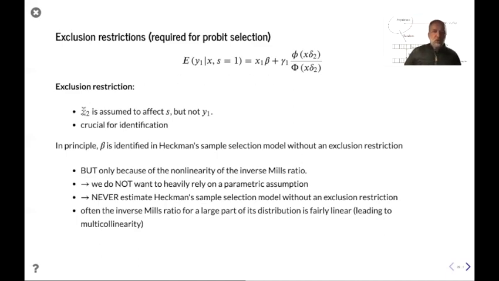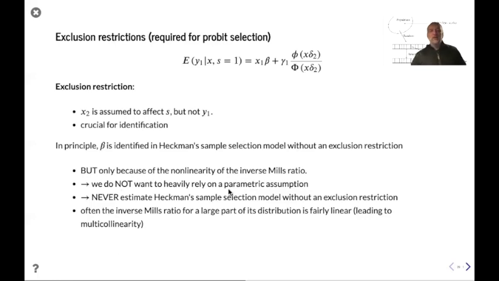Okay, so exclusion restrictions, that is the x2. It's called an exclusion restriction because we're making the restriction that it's not appearing in the structural equation. So it's assumed to affect only selection but not y1. Okay, that is crucial for identification, because you don't want to base identification on functional form assumptions like the error term being normally distributed. In principle, beta is identified in the sample selection model without an exclusion restriction, but that's just due to the nonlinearity of the inverse Mills ratio.